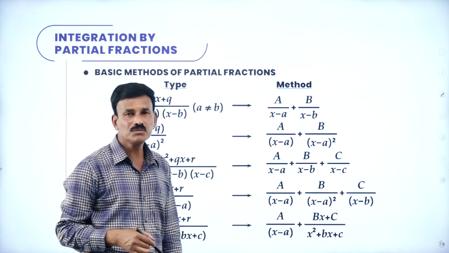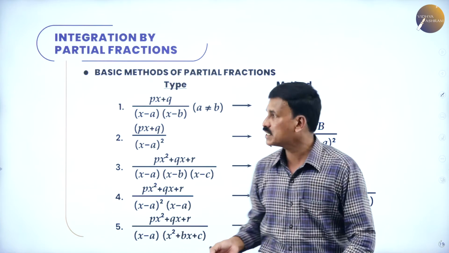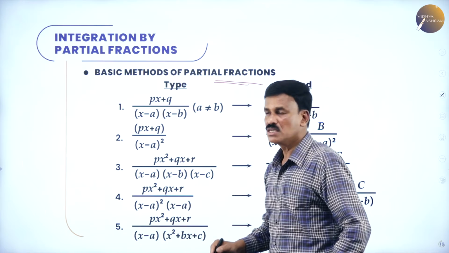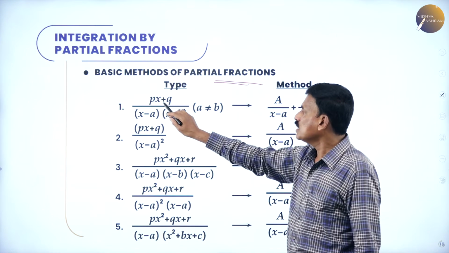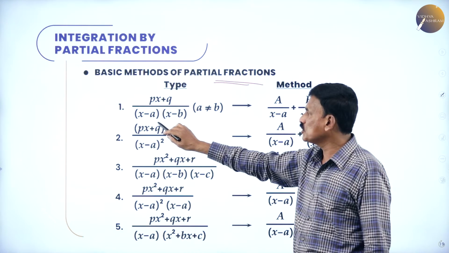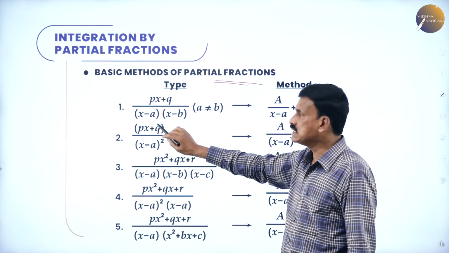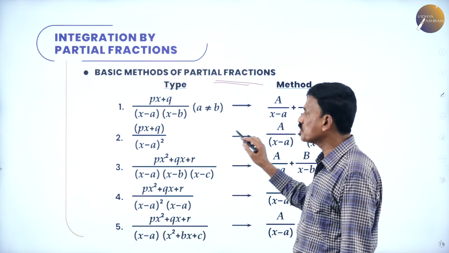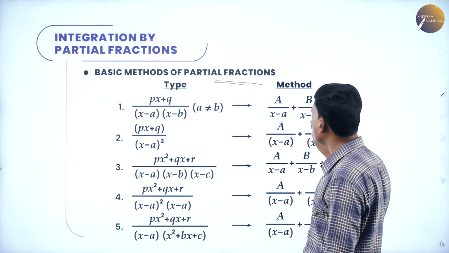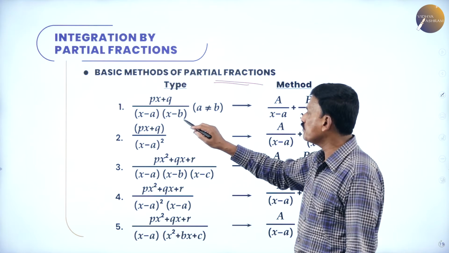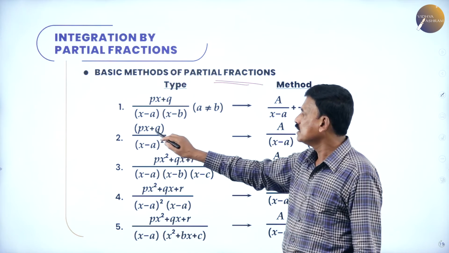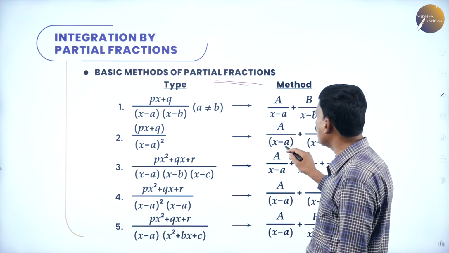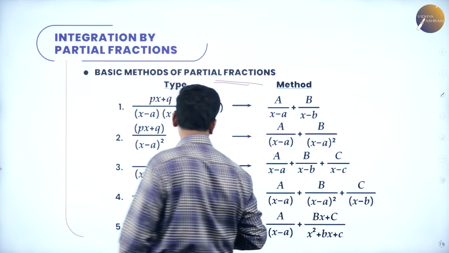Okay. Now, let us come to the next type, that is integration by the method of partial fractions. Let me explain the types. If the type is of the form linear function divided by, in the denominator, the factors of a quadratic equation, px plus q divided by x minus a into x minus b, where a is not equal to b, it can be written as a by x minus a plus b by x minus b, that is a by first factor plus b by second factor. If it is px plus q divided by x minus a whole square, then this can be written as a by x minus a plus b by x minus a whole square.